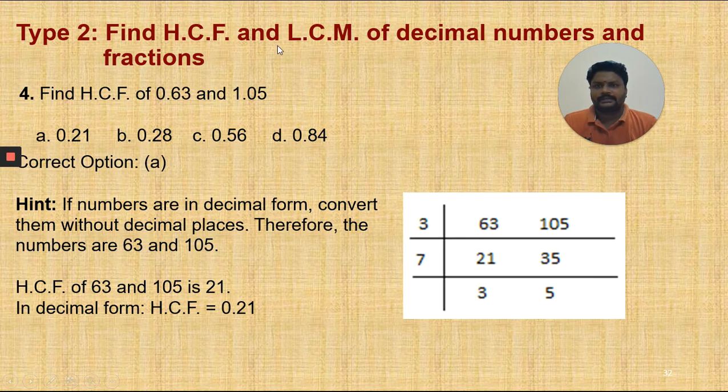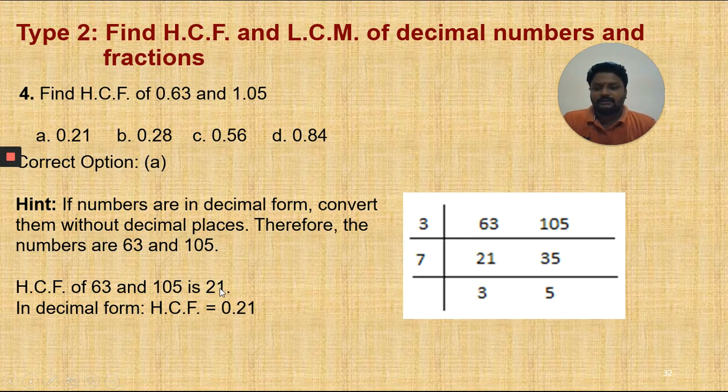Next, to find HCF and LCM of decimal numbers and fractions. Problem: find the HCF of 0.63 and 1.05 in decimal numbers. How to find the HCF value? Giving you four options. Using the division method, you can convert the decimal numbers into numbers without decimal places. So without decimal places, 0.63 is 63 and 1.05 is considered as 105. Find the HCF value of these two values, we get the answer 21.